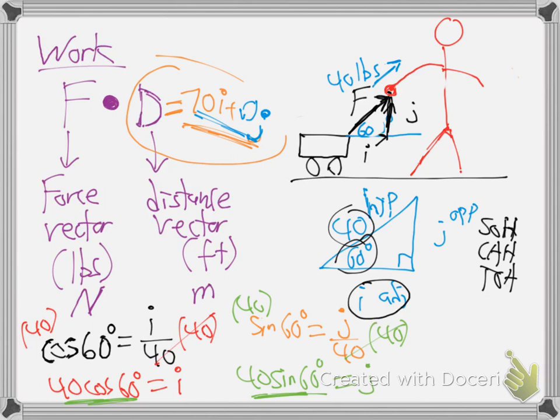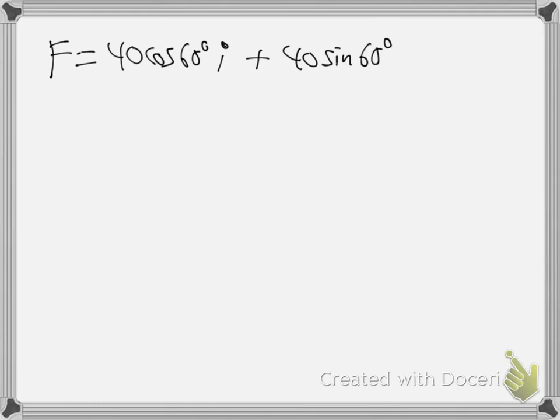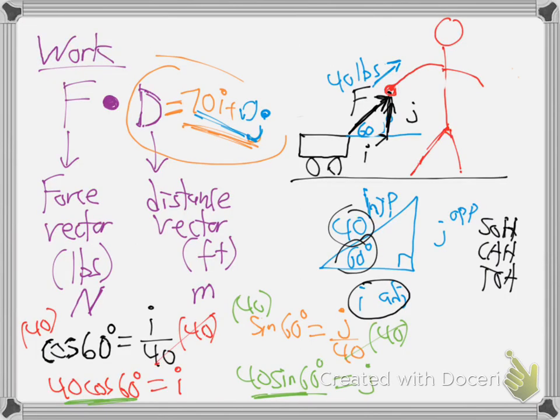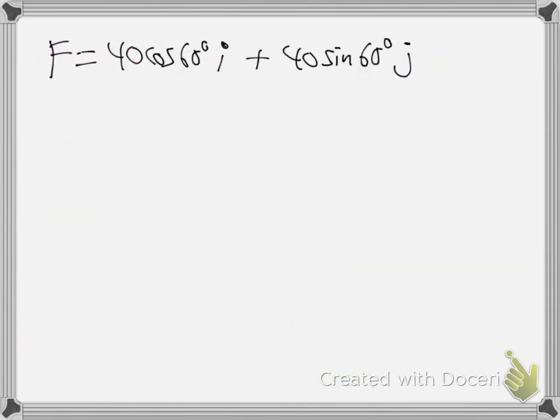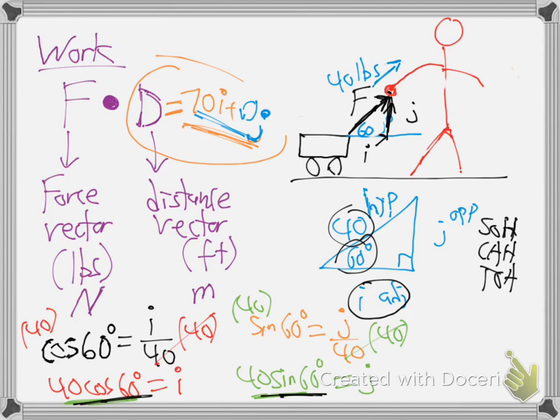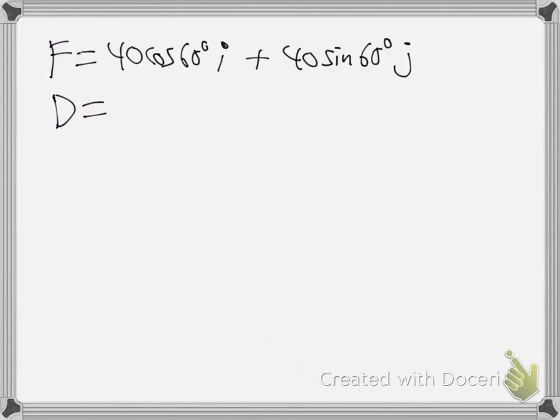All right, so with all that, we've now got the force vector. The force vector is 40 cosine of 60 degrees I plus 40 sine of 60 degrees J. That was the I and the J we got here. And the distance vector, what was that? It was 70I plus 0J.